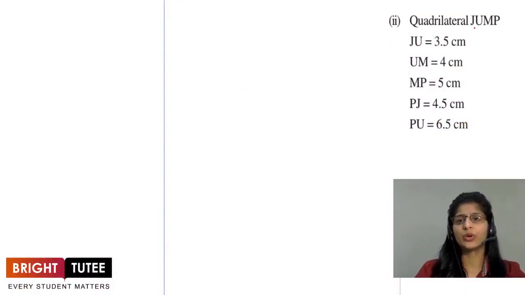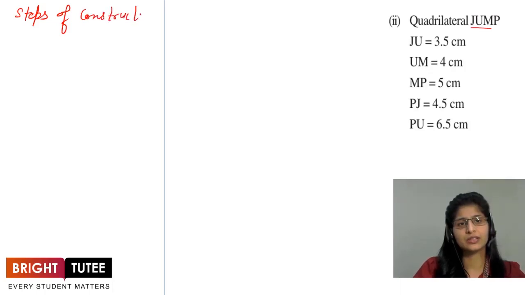Here we have to draw a quadrilateral JUMP. JU, UM, MP, PJ are given, and one of the diagonals is given. So yes, we can draw a quadrilateral. Here we will write the steps of construction, and on this side we will form the figure, that means the rough sketch and the required quadrilateral.